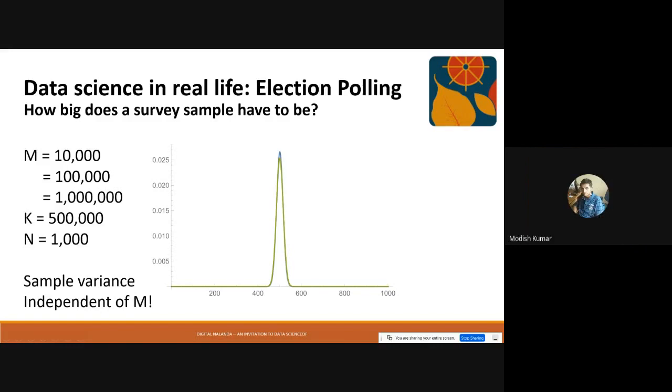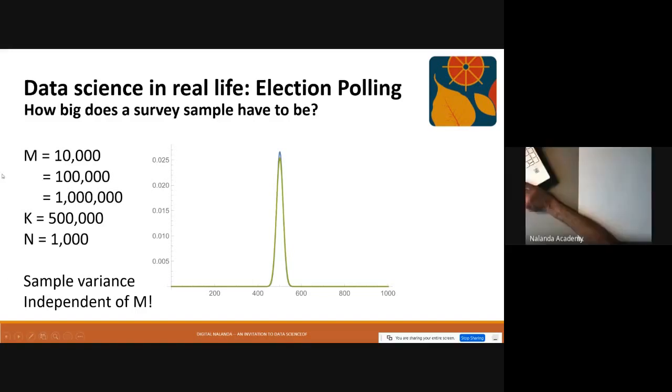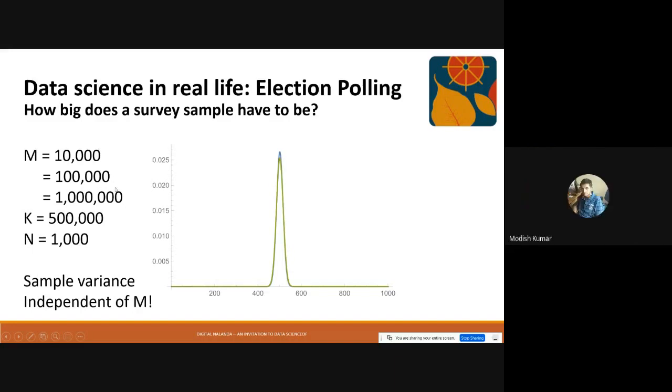Let's say if population size is varying, then can we have the same kind of sample, or will we have to change the sample size? I think the point is that it's showing here that the population size doesn't matter, right? This is the point.